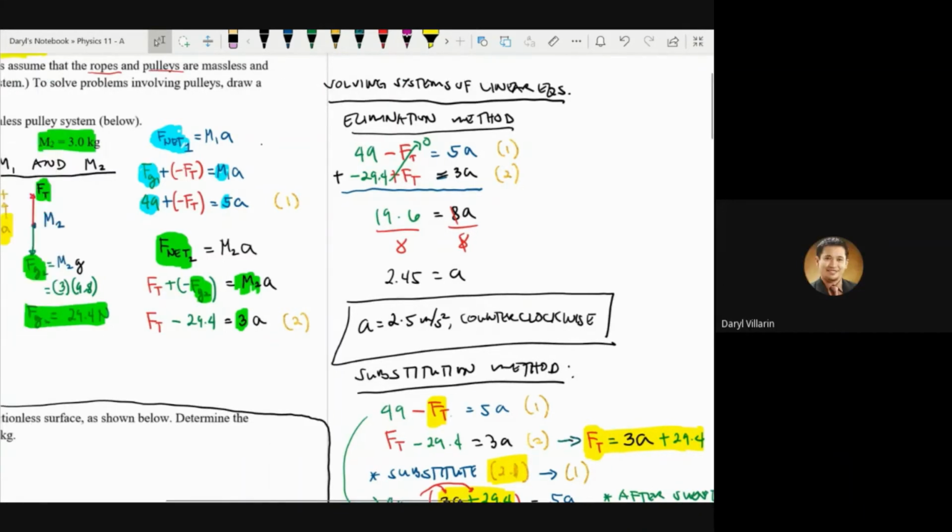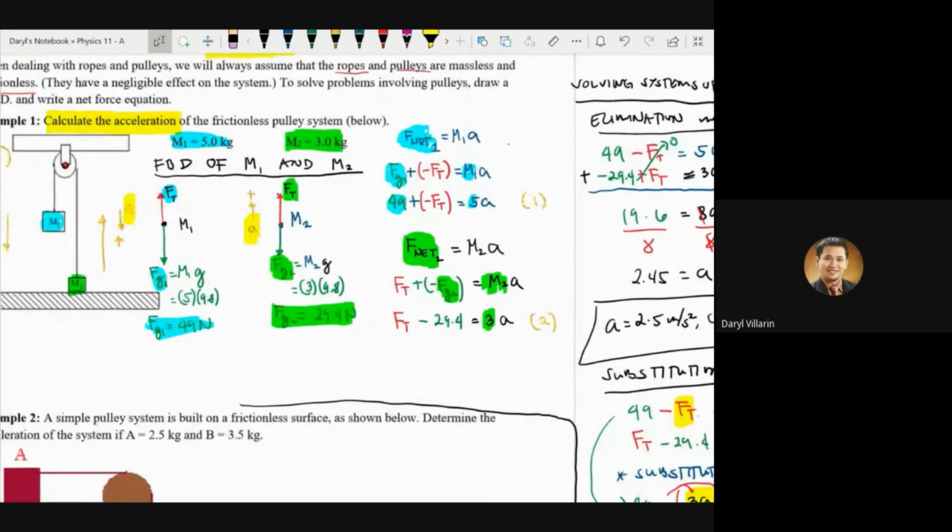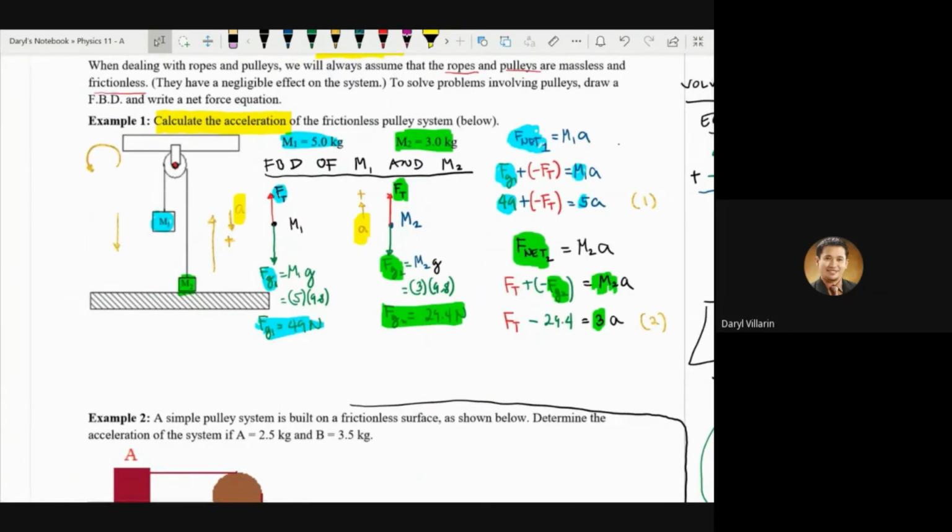Actually, I'm just trying to compare my M1 and M2 here. M1 is for sure much heavier, but it doesn't matter. Say you decide that positive is in the other direction, the clockwise direction. So, for example, I randomly choose that it's going this way. That means my M1 would be going up and M2 is going down.